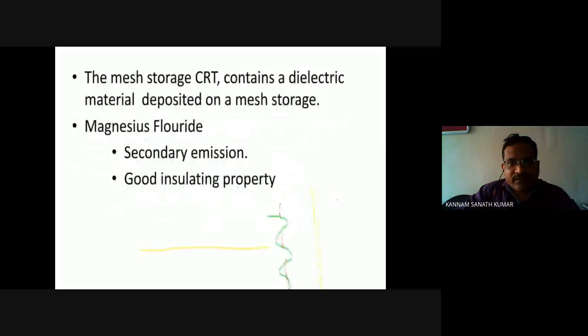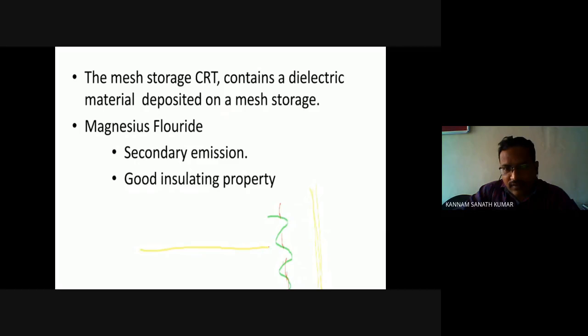See here, suppose this is an electron gun. From the electron gun, electrons are flowing, and this is a phosphor screen, and here you have mesh storage. In the mesh storage, you have magnesium fluoride. So some sine wave is created over here. Whatever sine wave is created on the mesh storage will be displayed on the phosphor screen.